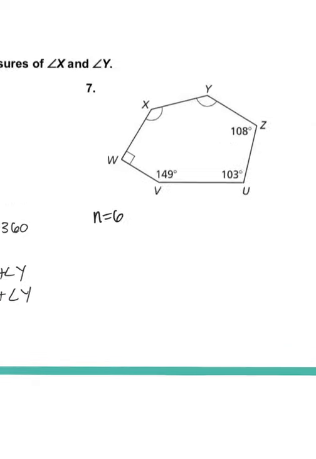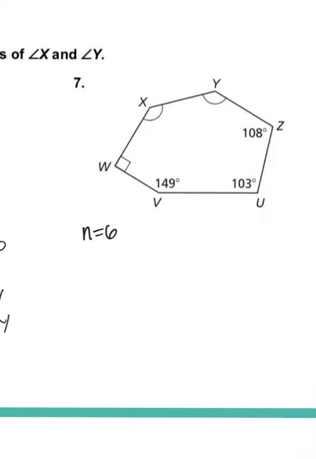So how much should all the angles inside be? Should be 6 minus 2 times 180. This will give us 4 times 180, which is 720. So we know that all of the angles inside this hexagon should add up to 720 degrees. So 7. What'd you get? X equals 180. Nope. Close though.